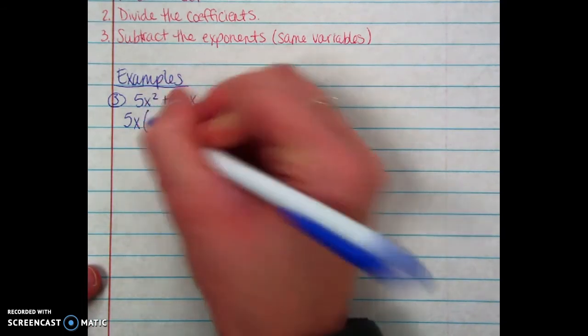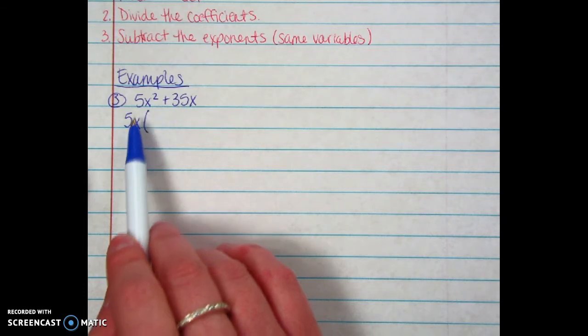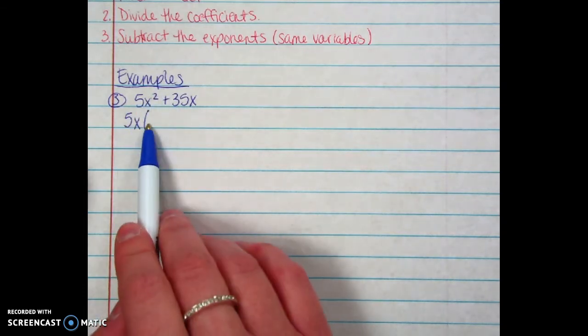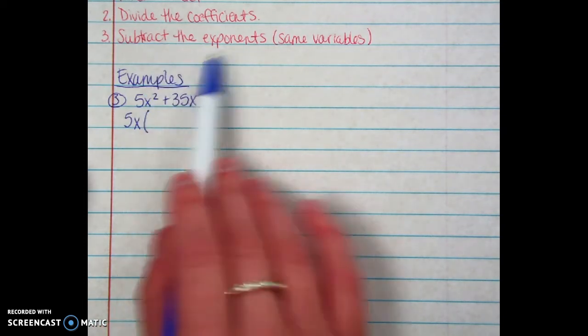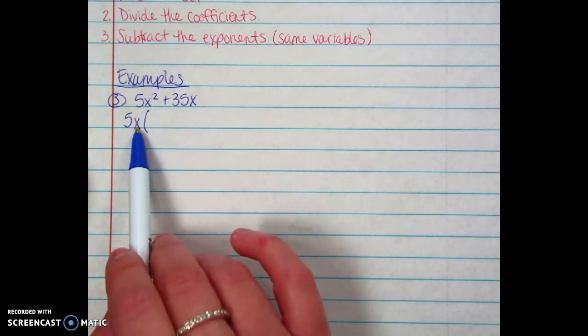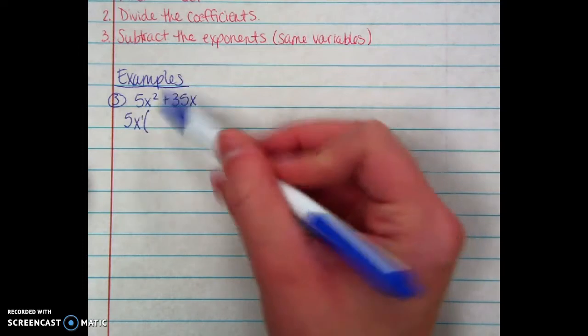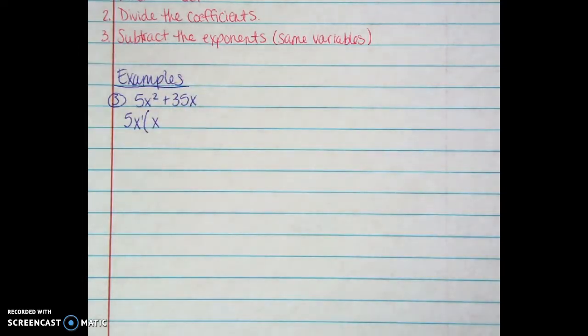Now this is when it gets a little bit different, I guess. Okay, so step 2, divide the coefficients. So coefficients are the numbers in front of the variables. 5 divided by 5 is 1. You can write 1 there if you want to. I'm not going to. And then subtract the exponents. So these are the same variables, so I can subtract the exponents. Now this really has a 1 right there. So 2 minus 1 is 1, so that's x to the first power, which is just x.